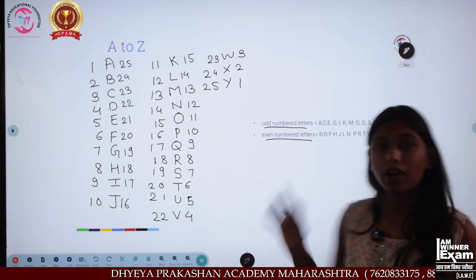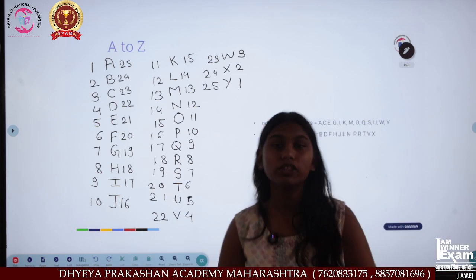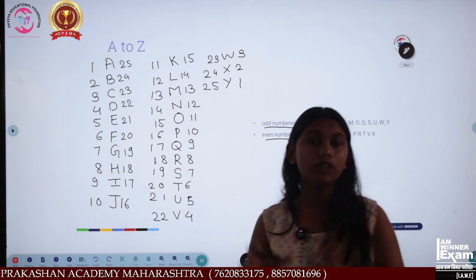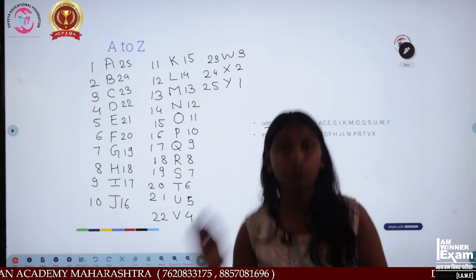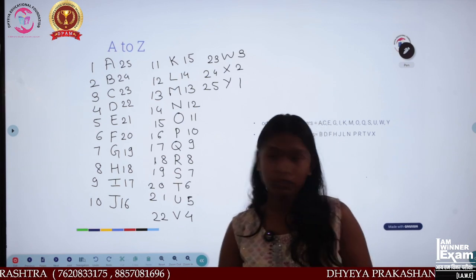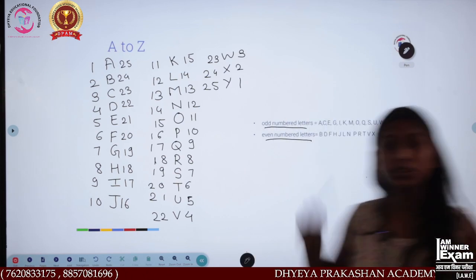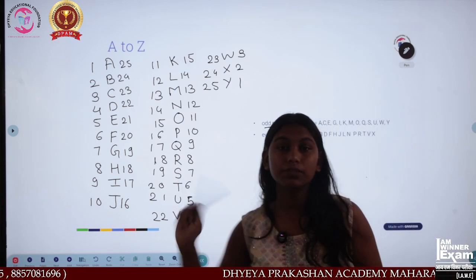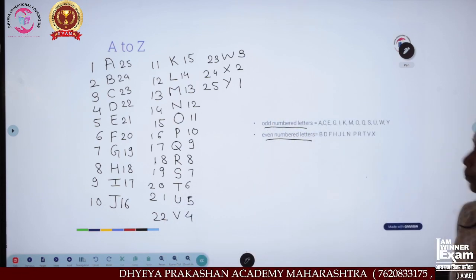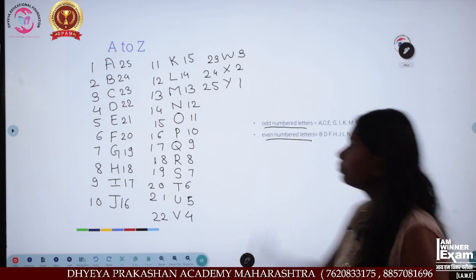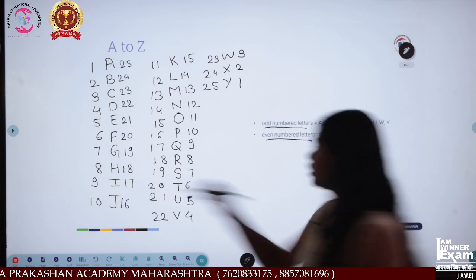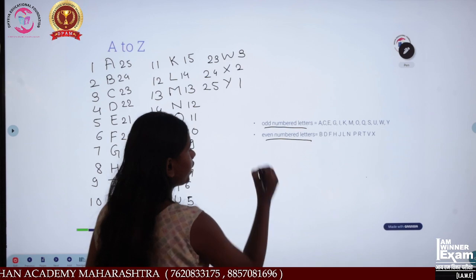So what is meant by odd number letter? What is meant by odd number? Odd number means the numbers which are not divisible by 2. And what is meant by even numbers? That is the numbers which are divisible by 2. So let's take an example of even and odd numbers. First we will take, suppose, 10.